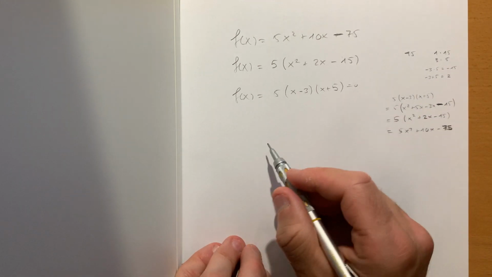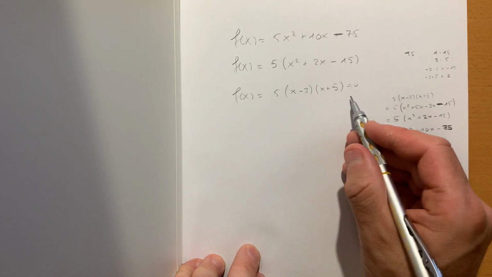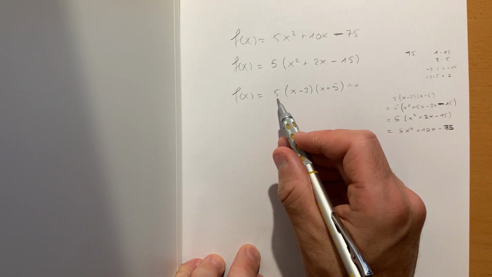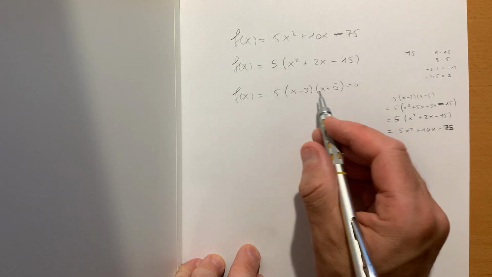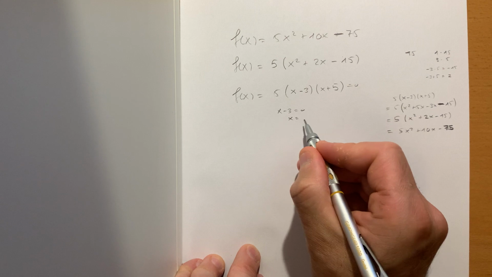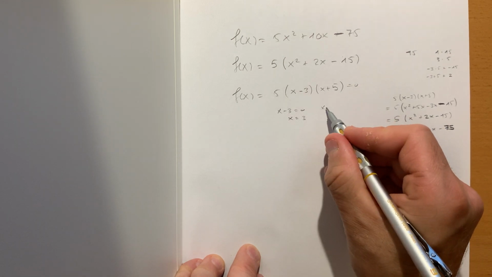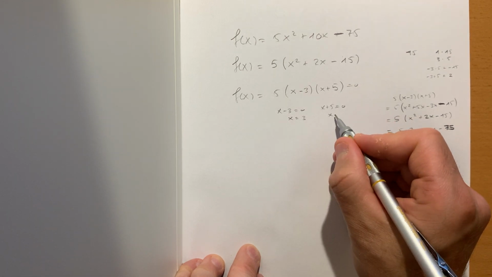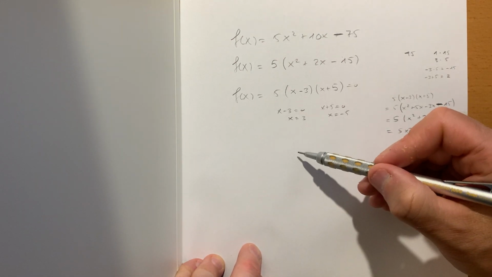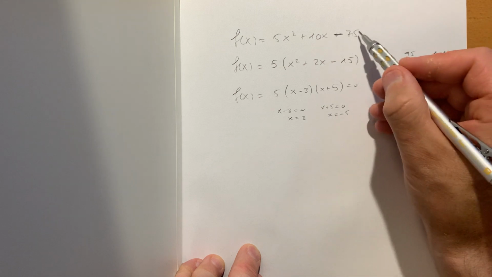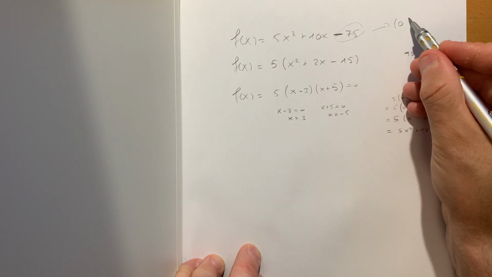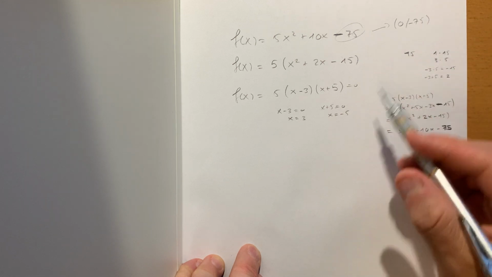Then you set this equal to 0. It has 3 factors, and either this factor is equal to 0, which is not possible because it's 5, not 0, or x minus 3 is equal to 0, which means x is 3, or x plus 5 is equal to 0, which means x is minus 5. Now you have your zeros and your y-intercept. Your y-intercept is at 0, minus 75.